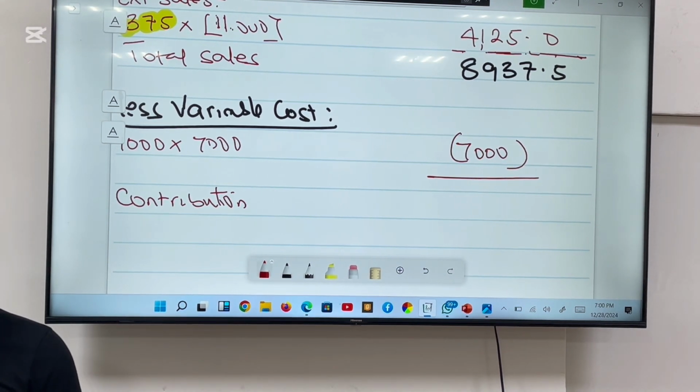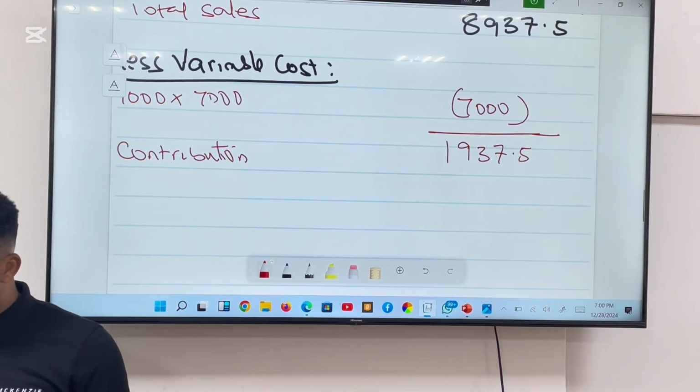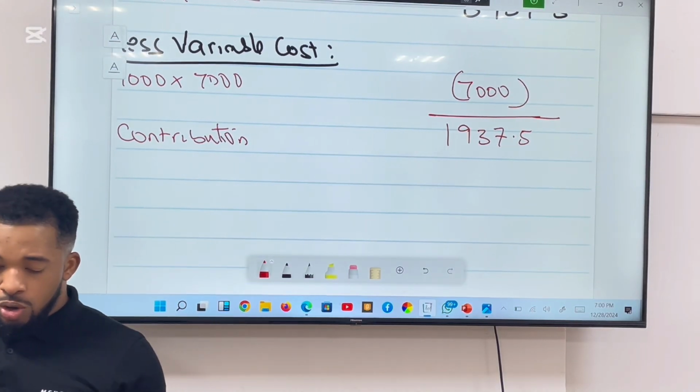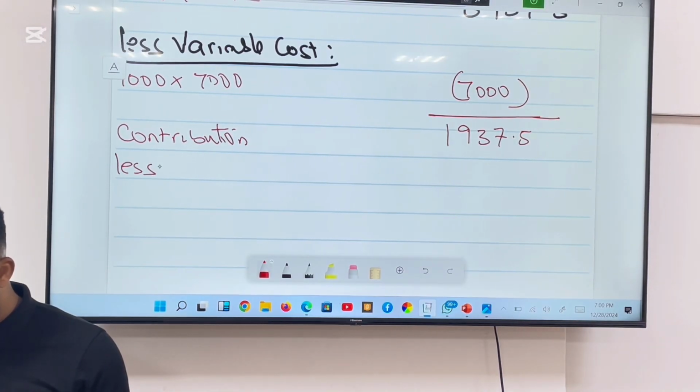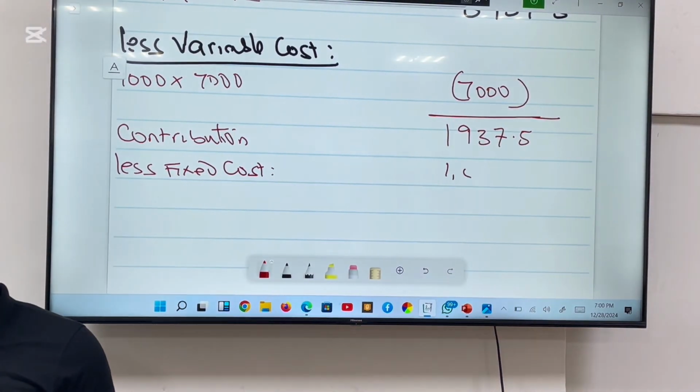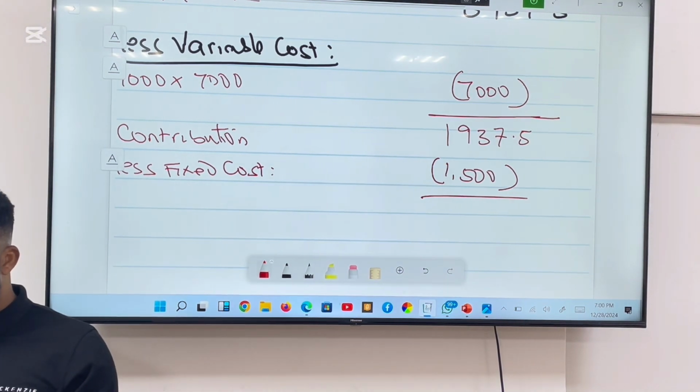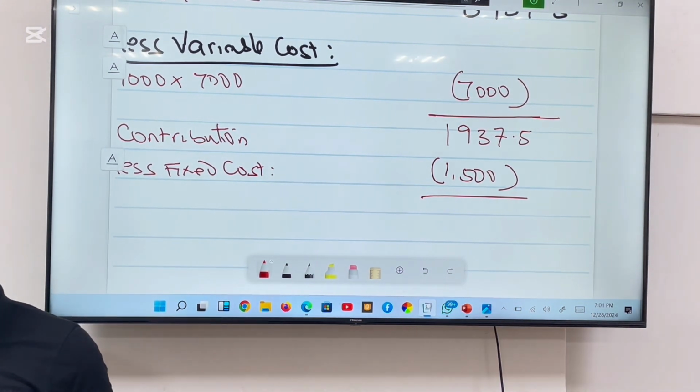So this is 1,937.5. So they told us that there's a fixed cost here. What is the fixed cost here? The fixed cost for division P is 1,500. That's $1.5 million. So less fixed cost. Fixed cost here is 1,500. Don't forget, we have three zeros suspended. So if I take this out, minus 1,500, that should give me 437.5.